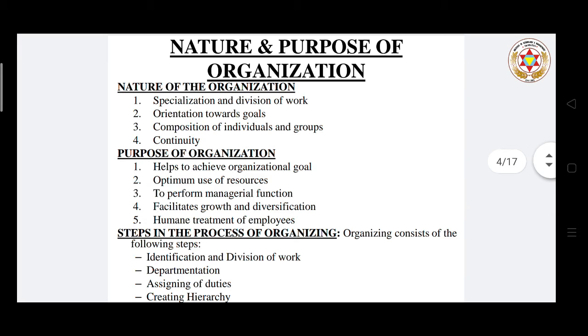Assigning duties means giving responsibility to various organizational positions, and a job specification for each position is prepared. Creating hierarchy means ranking positions according to their relative status or authority, and it specifies who will work under whom. It is the chain of superior-subordinate relationship in a single chain of command.